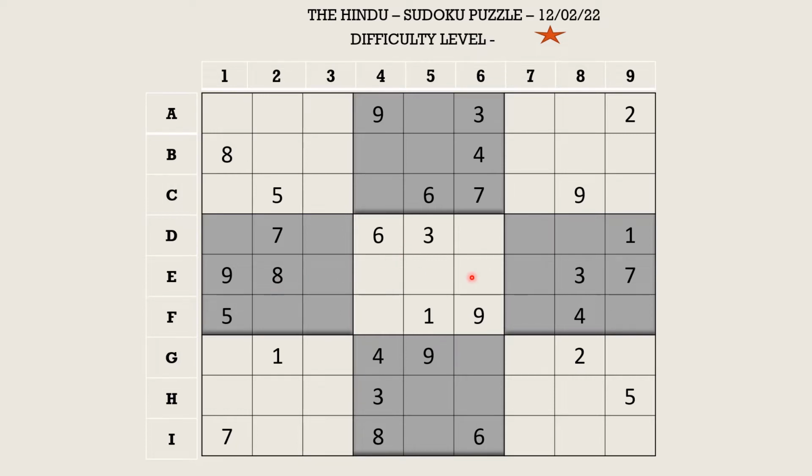Let's start with the E row. There is a 6 and 1 which blocks these three cells. So 6 and 1 goes in E3 and E7. There is a 1 here which blocks this cell. So E7 takes 6 and E3 takes 1. There is a 4 here in 6th column and a 4 here in 4th column. So 4 goes here in E5.